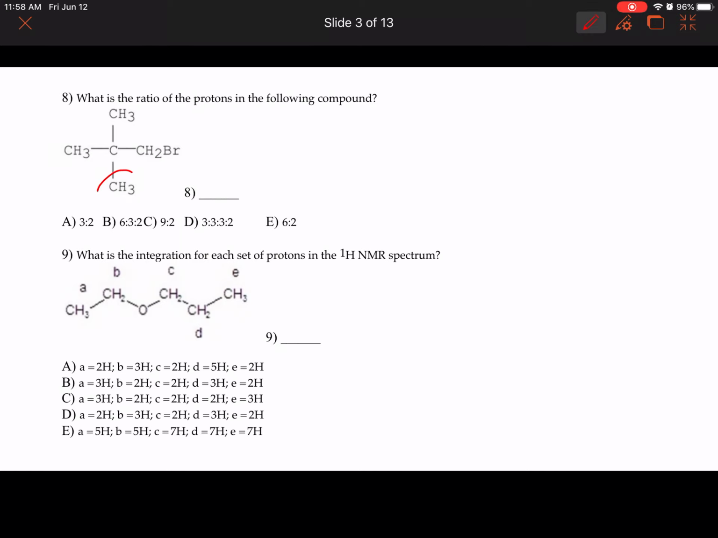So there are 9 hydrogens over here, 9, and then you have 2, so it's going to be 9 to 2. Okay, for question number 8.